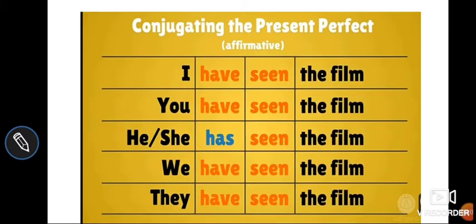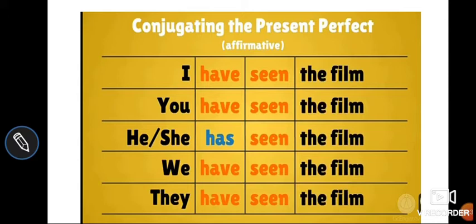How do you conjugate the present perfect affirmative sentences? Look at this table. It is very simple and easy to understand. If you can remember this table, it is as simple as that. Look, I have seen the film. You have seen the film. He or she has seen the film. We have seen the film. They have seen the film.